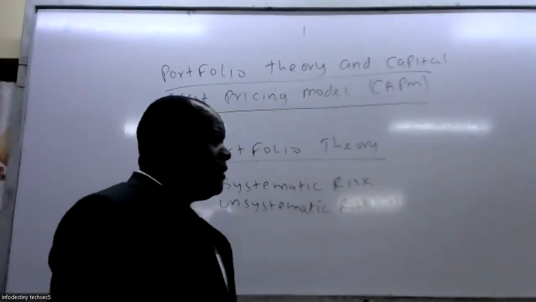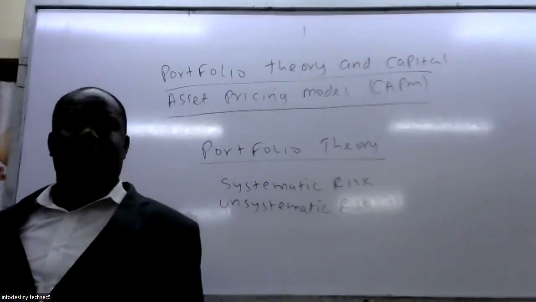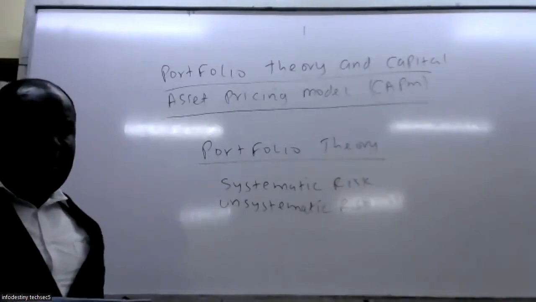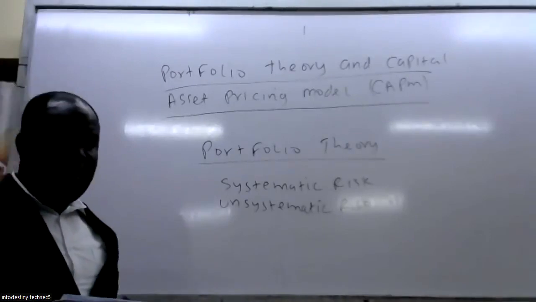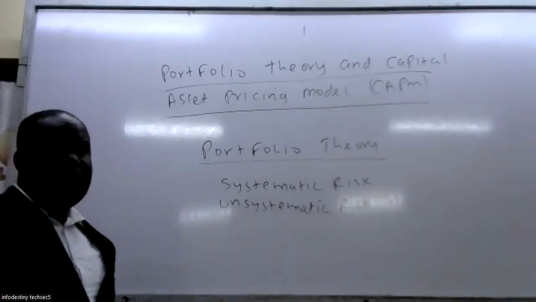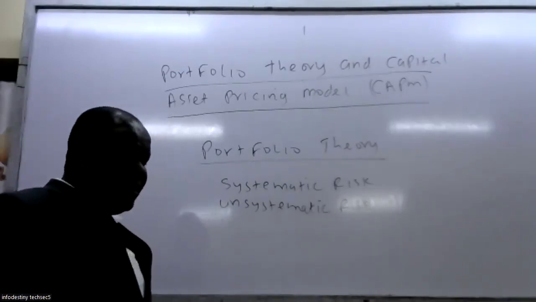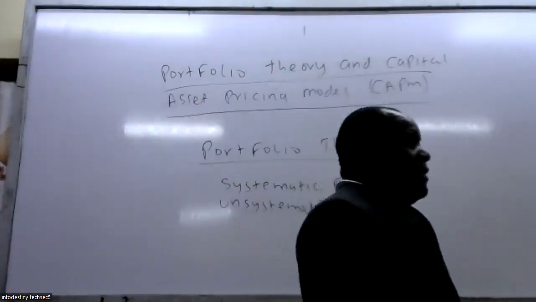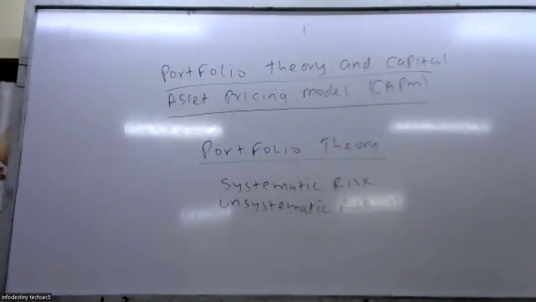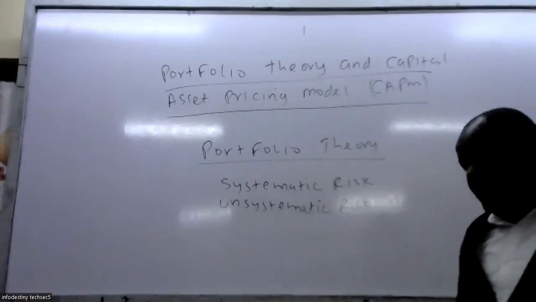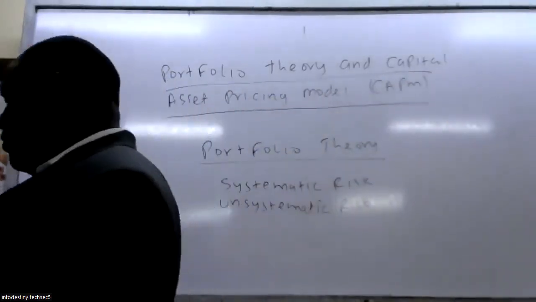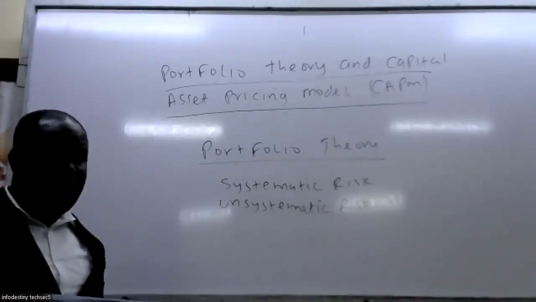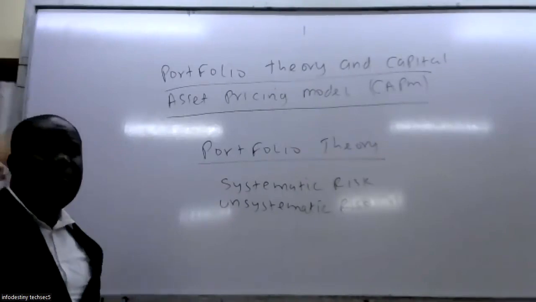Now B is the unsystematic risk. So under the unsystematic risk, we summarize that it is a business risk that can be eliminated or diversified, or minimized by holding a portfolio.